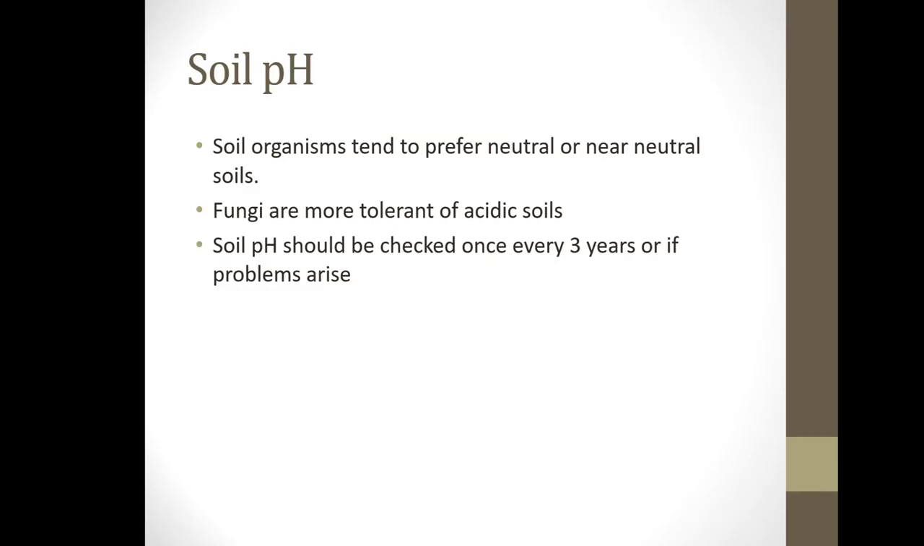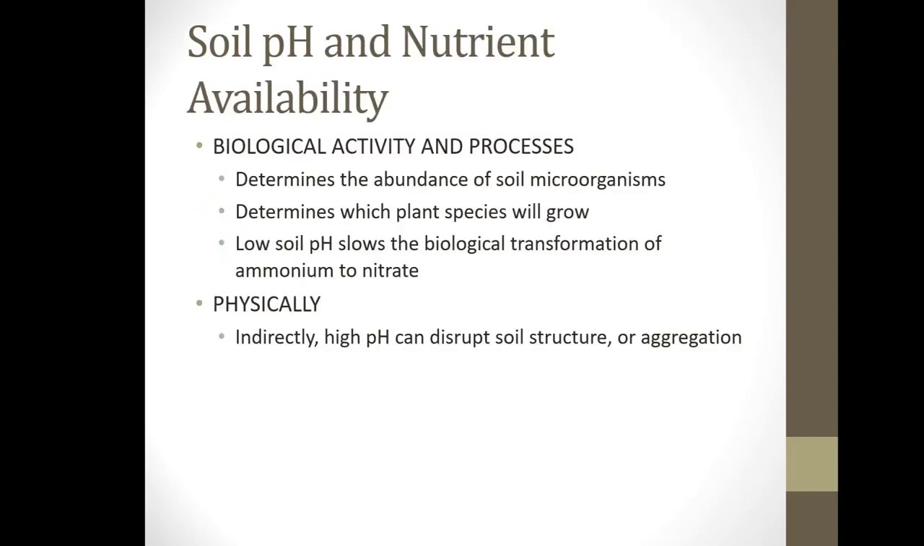Soil organisms tend to prefer neutral or near neutral soils, so fungi are more tolerant of acidic soils. So the thing to note is that the more diversity you have in the soil, the healthier it will be. But soil pH should be checked once every 3 years, or if you see problems arise. So soil pH and nutrient availability, biological activity and processes determine the abundance of soil organisms, determine which plant species will grow. Low soil pH slows the biological transformation of ammonium to nitrate. Physically, indirectly, high pH can disrupt soil structure or aggregation.